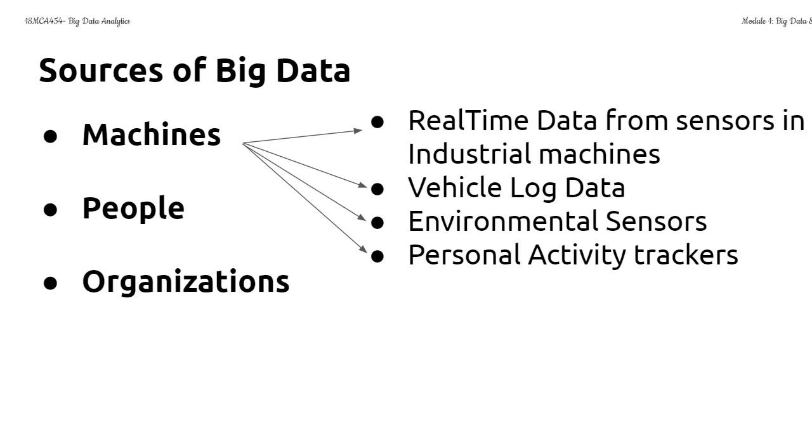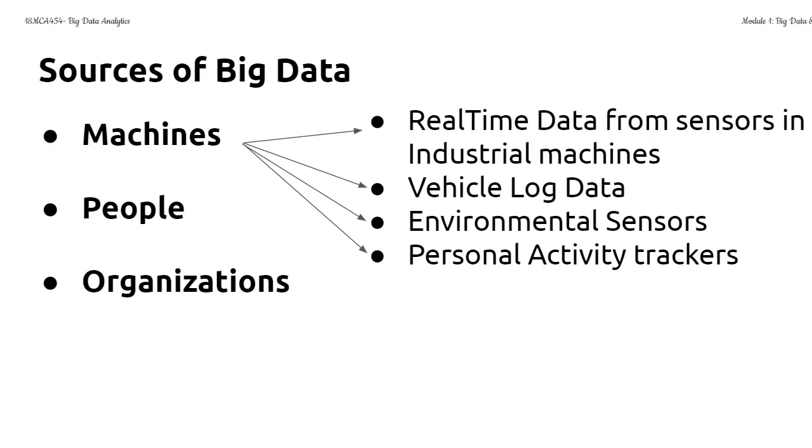The first one is the real-time data that comes from the sensors in industrial machines. So there are different sensors used in industries for various purposes which keep on pumping in the data in real time. There are vehicle log data, which is the data generated by most of the sensors in automobiles. It can be on the navigation, the fuel level, the tire pressure, or the temperature. So multiple sensors are used in vehicles.